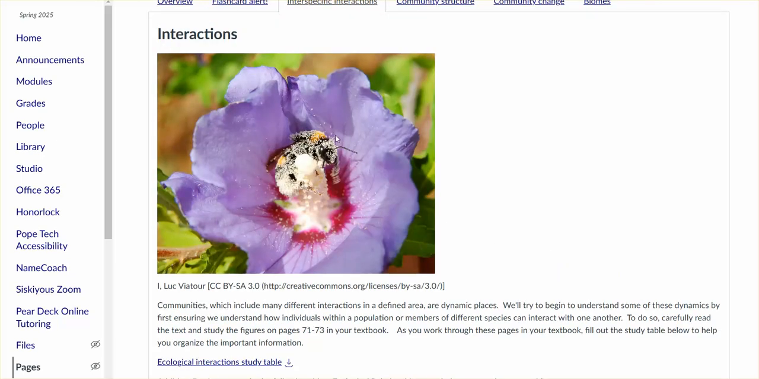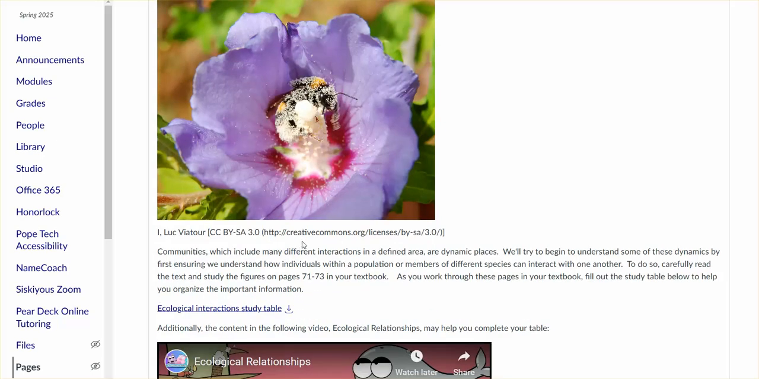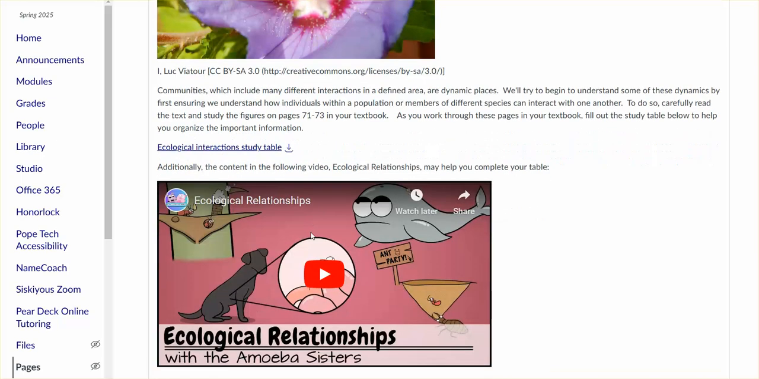This guy's getting loaded up with pollen, and this is an example of an interspecific interaction where both organisms are benefited, or mutualism. The plant is going to benefit by getting its genes moved around, so it's going to be able to reproduce with other plants, and then hopefully the bee is getting some nectar as a reward. In addition to a video about these interspecific or ecological relationships, here's a study table.